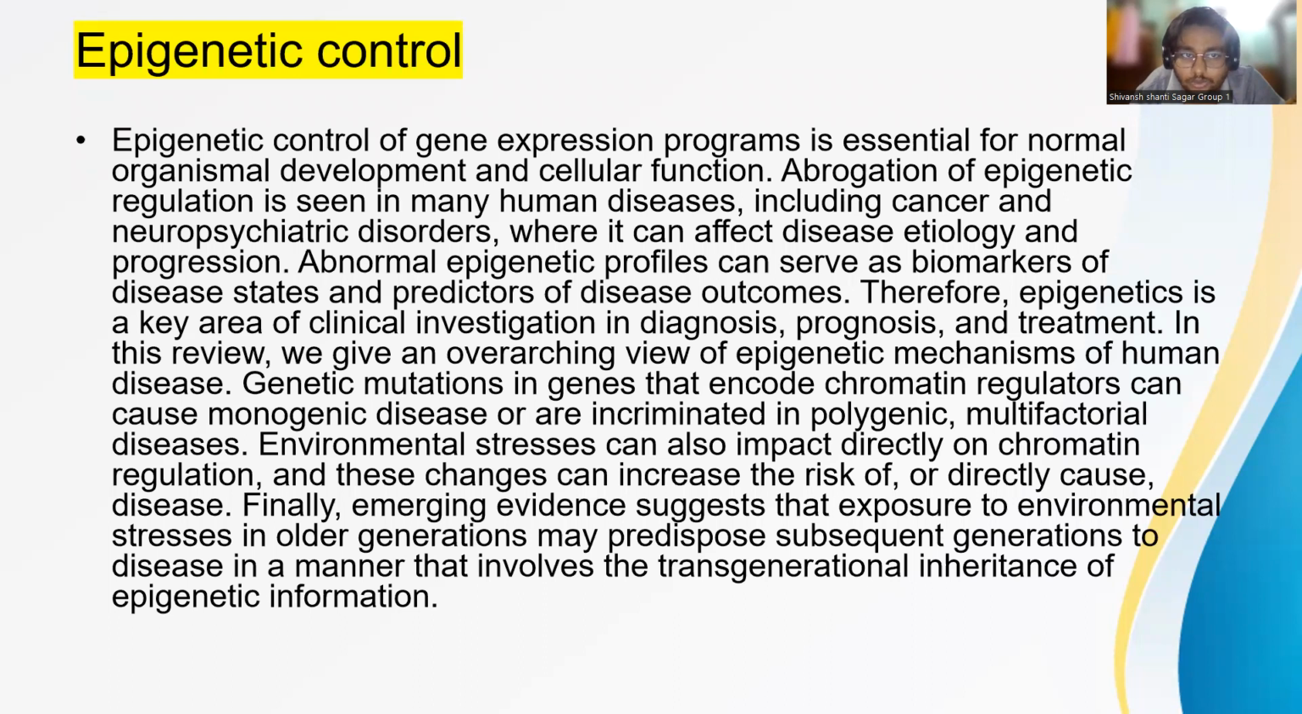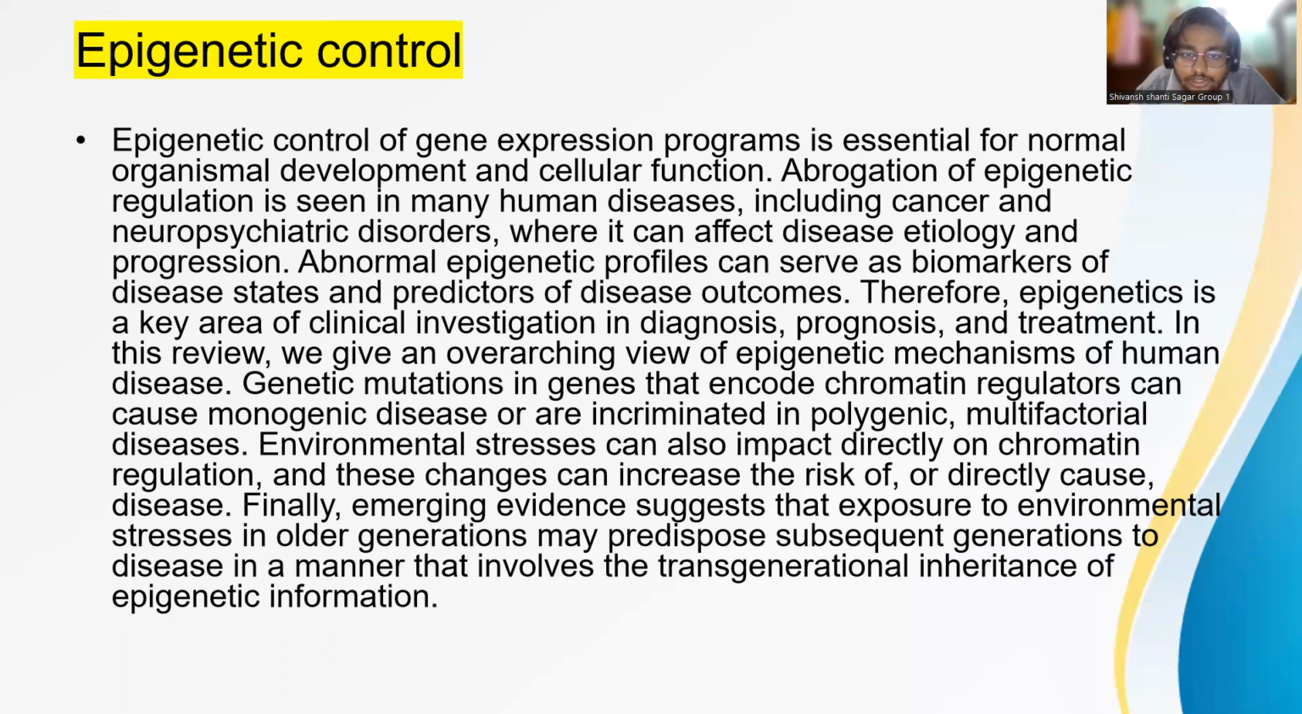We have epigenetic control over this. The epigenetic control of the gene expression program is essential for normal organism development and cellular function. Epigenetic regulation is seen in many human diseases, including cancer and neurological diseases, which can affect the etiology and progression. Abnormal epigenetic proliferation can serve as a biomarker for disease. Prediction of these diseases and their outcome depend on the clinical investigation of the diagnosis, their prognosis, and treatment.